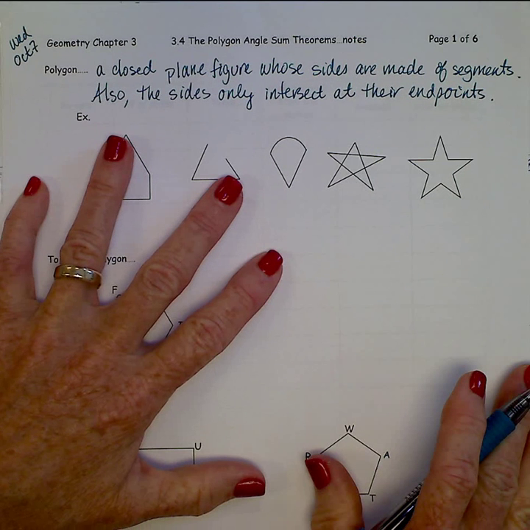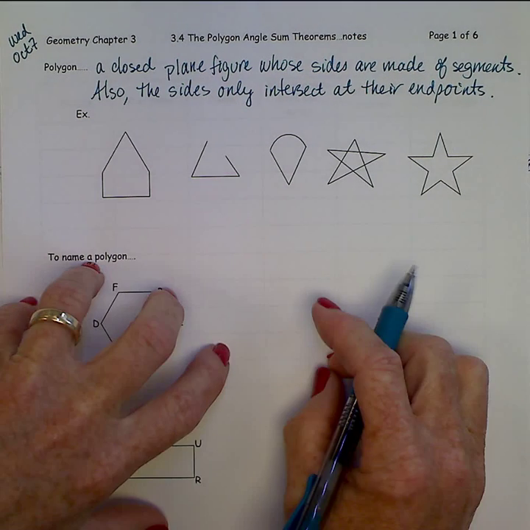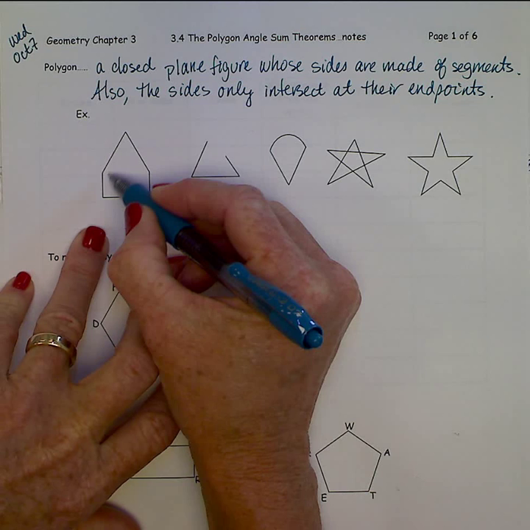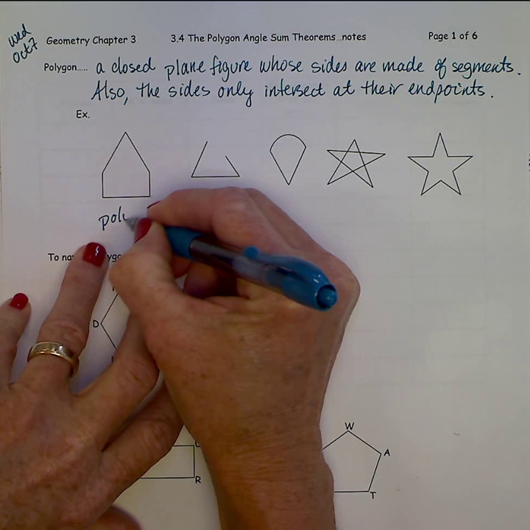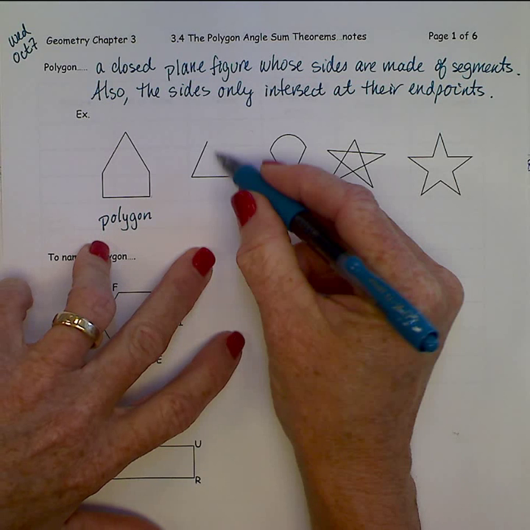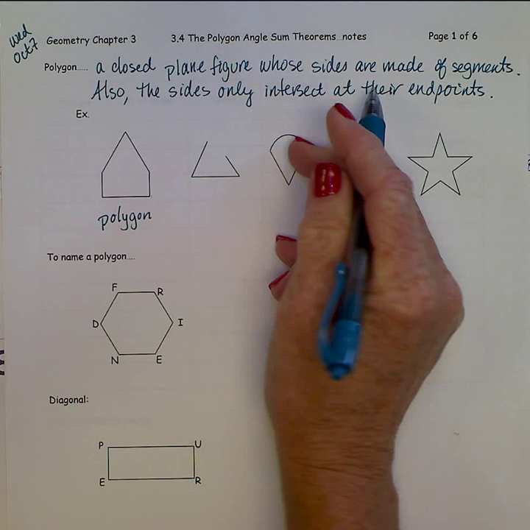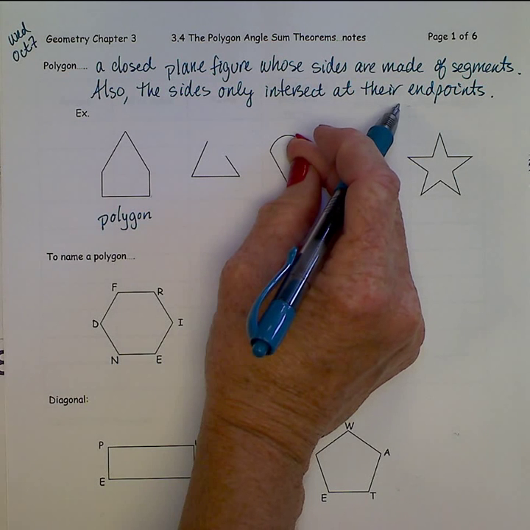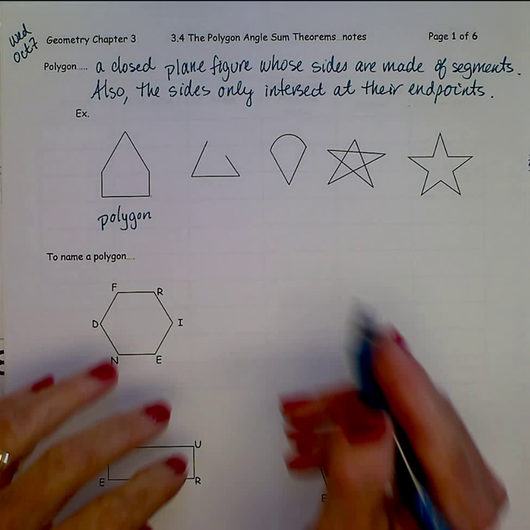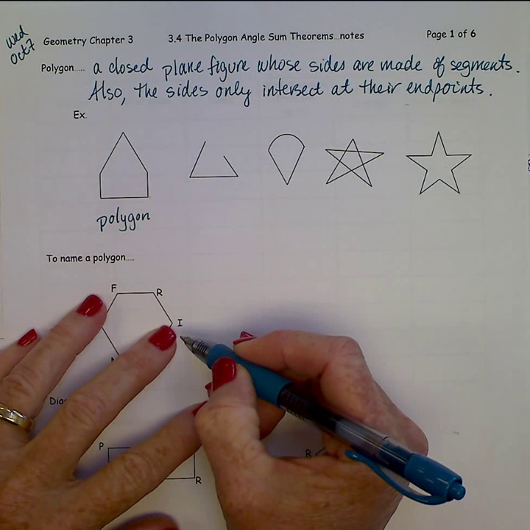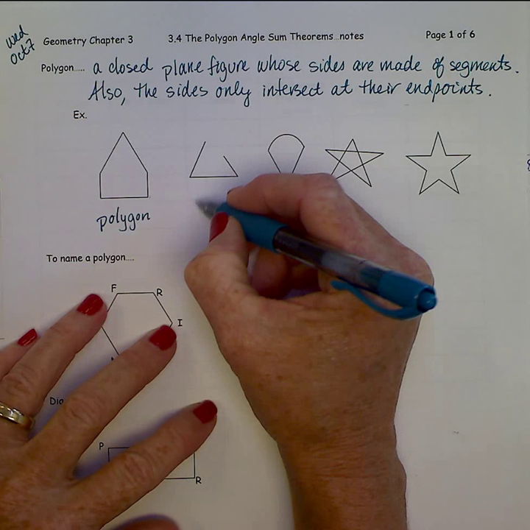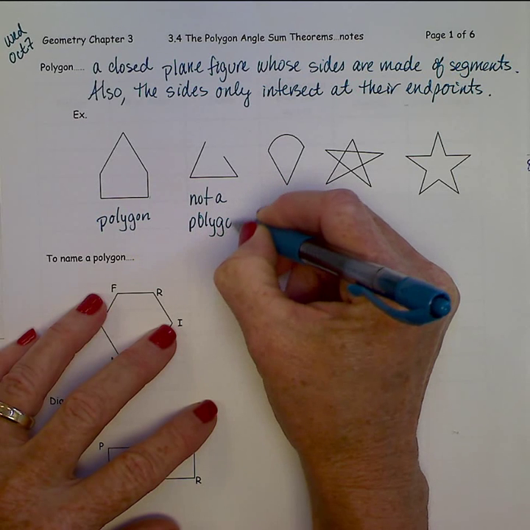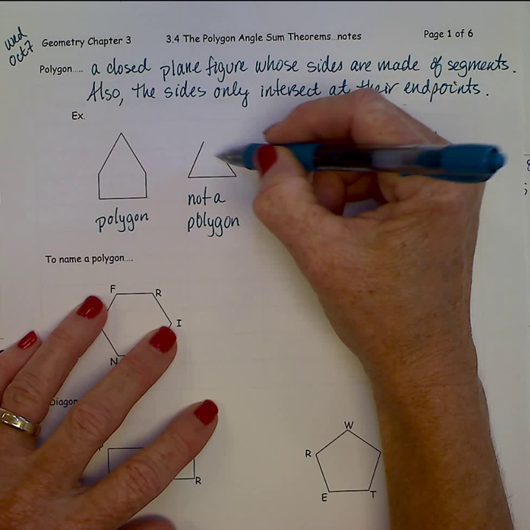Let's look at some examples down here of some figures and determine whether or not they are polygons. This first one, yes, that is a polygon. How about this second one? What do you think? Yes, this is not a polygon. Why not? Because it's not closed, it's open here.